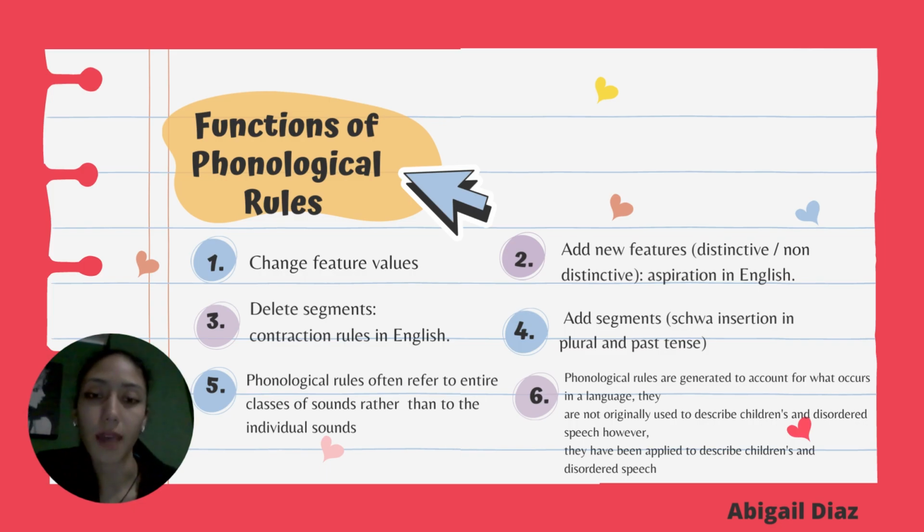And then we have phonological rules, often referring to entire classes of sounds rather than to individual sounds. And finally, phonological rules were generated to account for what occurs in a language. They were not originally used to describe children's and disordered speech, however, they have been applied to describe children's and disordered speech.